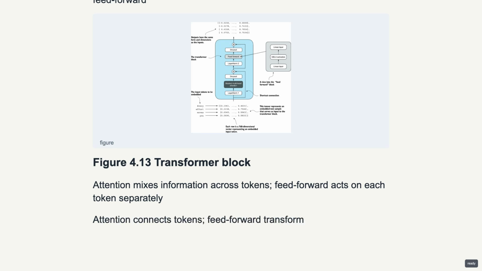That division of labor matters. Attention moves information between positions, while the feed-forward layer increases the expressive power at each position. Together, they let the model both communicate across the sequence and refine each token's representation locally.